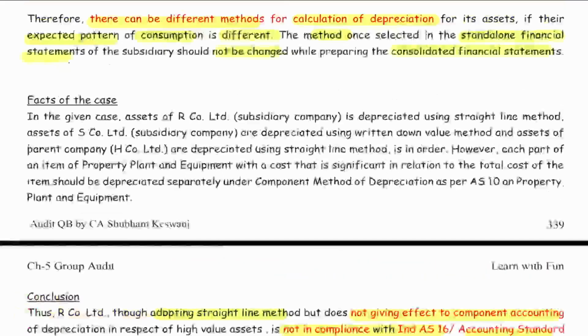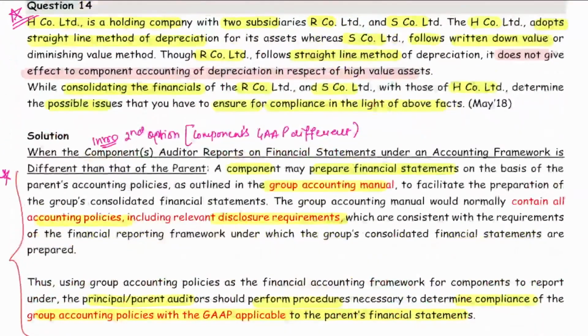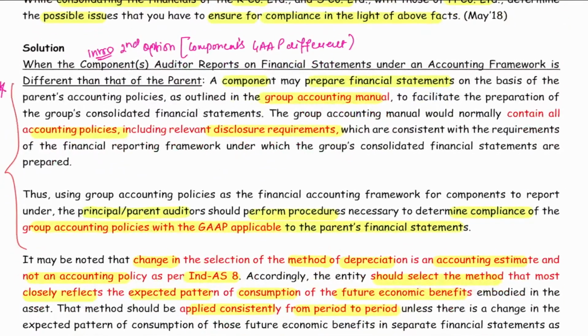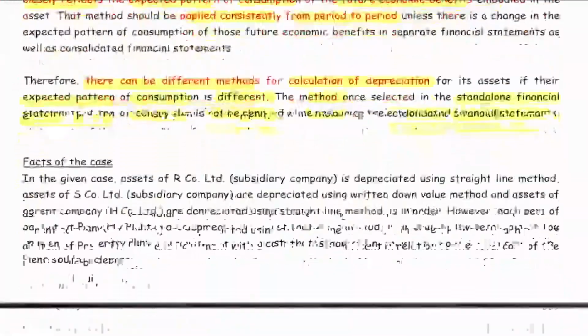Easy, sir. The starting of the answer you need to start with the second option of components' GAAP different. So whenever the components' GAAP is different, we have 2 options. The second option says the component can prepare the financial statements as per the parent's accounting policy using the GAM, that is the Group Accounting Manual. And the parent's auditor will perform the procedure to see whether the group accounting policies are as per the GAAP applicable to the parent. So just start your answer with this and write the concept we have discussed.